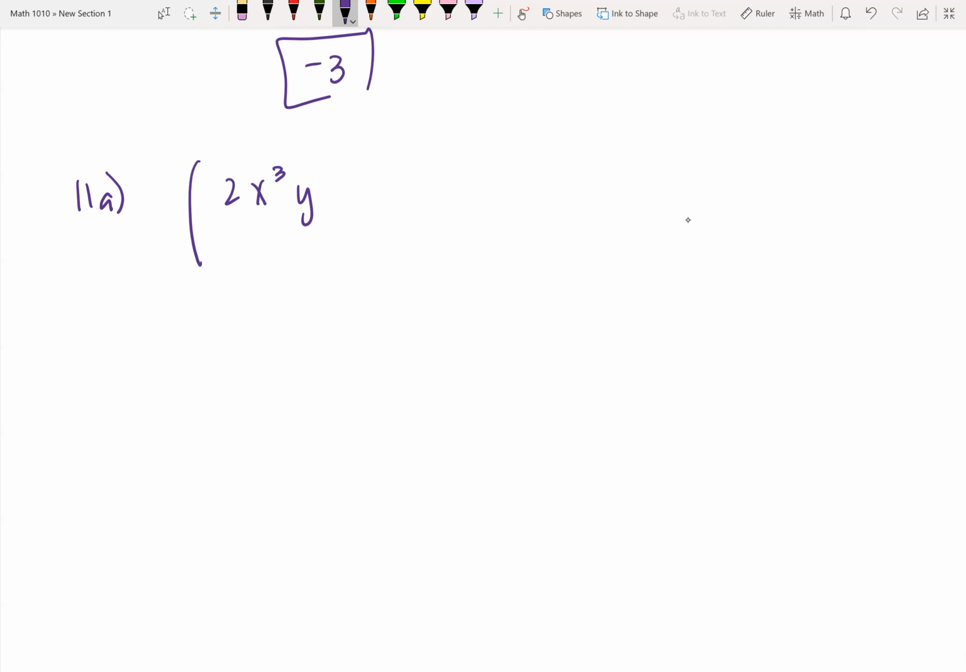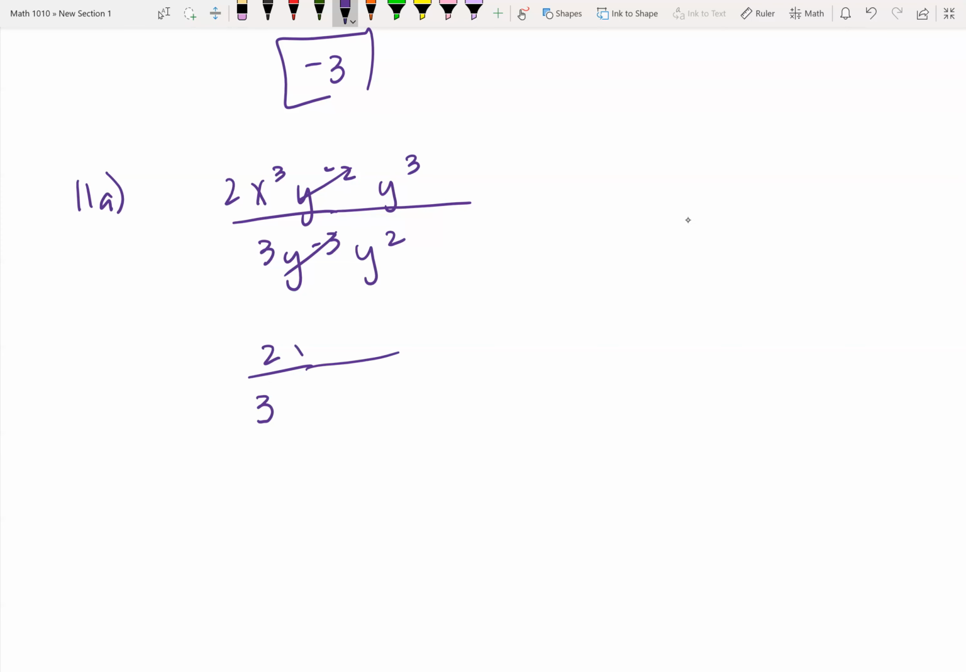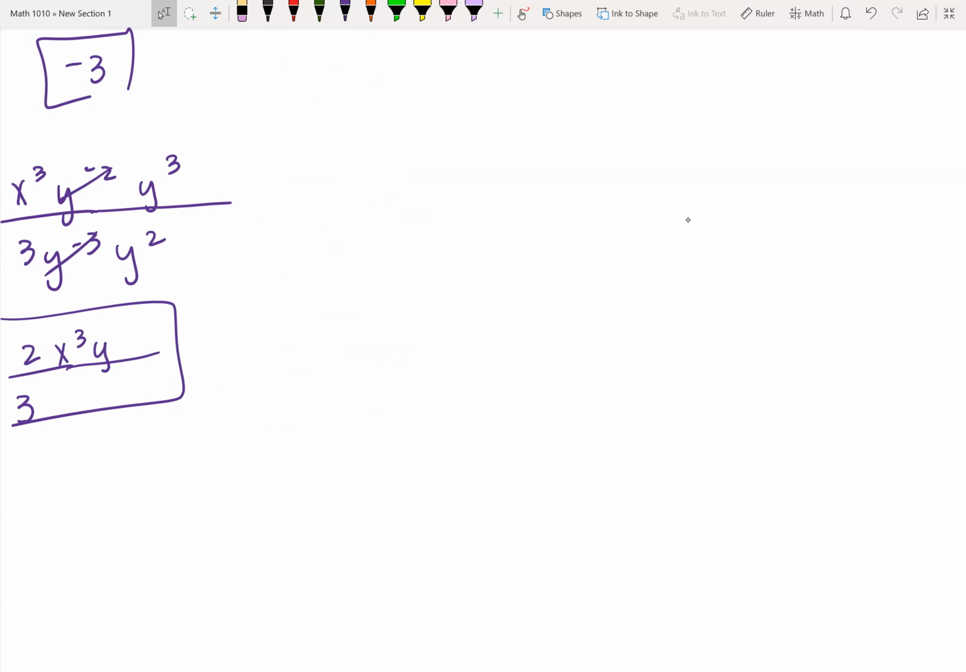Okay? All right, question 11a. So the parentheses are really not necessary, just so you know. So I'm actually just going to get rid of them. So anything that has a negative exponent, move it. So the y to the negative second comes down. The y to the negative third comes up. So on the top you have a 2. On the bottom you have a 3. You also have an x to the third on the top. 3 y's on the top, 1 y on the bottom. Where do you have more y's? On the top. How many more? 1 more. That's your answer.